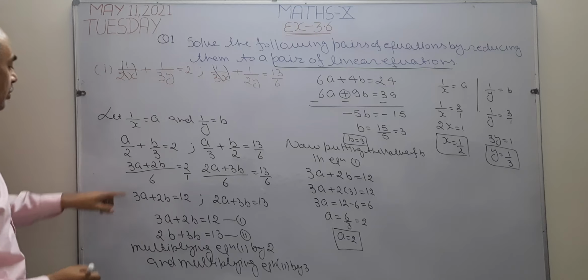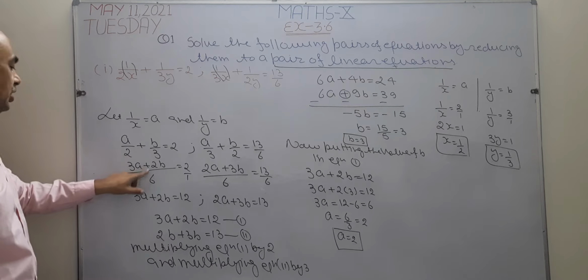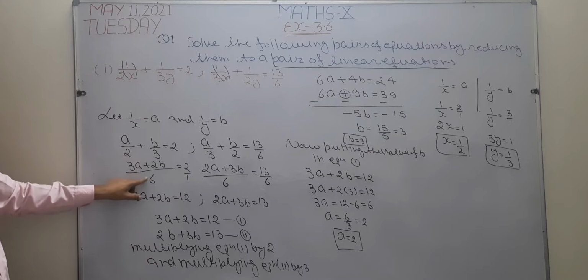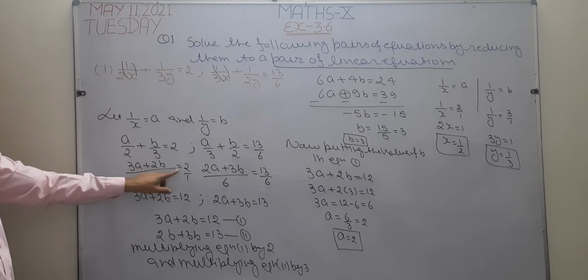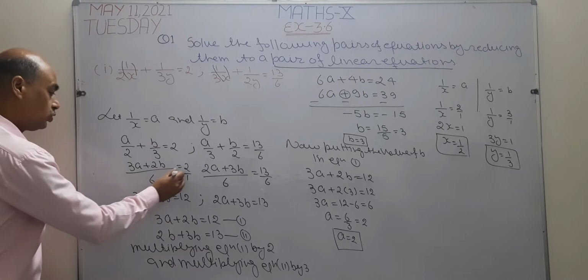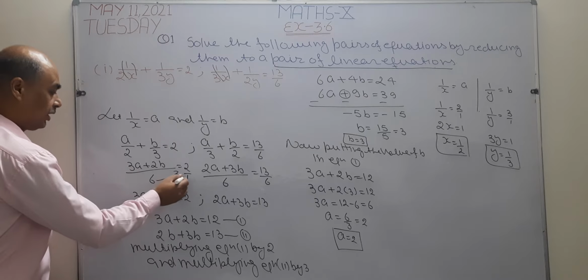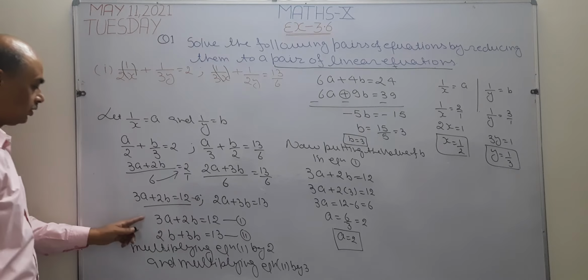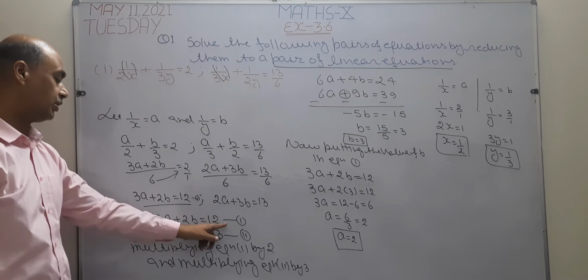After that, I want to take the LCM. LCM of 2 and 3 is 6. Now 2 3s are 6, so 3 into a is 3a. 3 2s are 6, so 2 into b is 2b, and the 2 remains the same. After that, I am going to cross multiply. 6 2s are 12, and this is multiplied by 1, so it remains the same. So I write here 3a plus 2b equal to 12. This is the first equation.